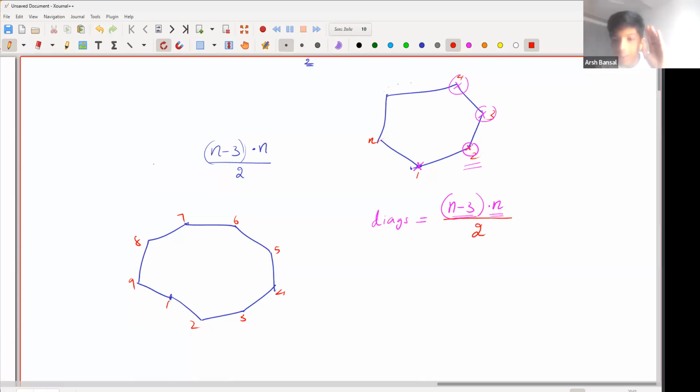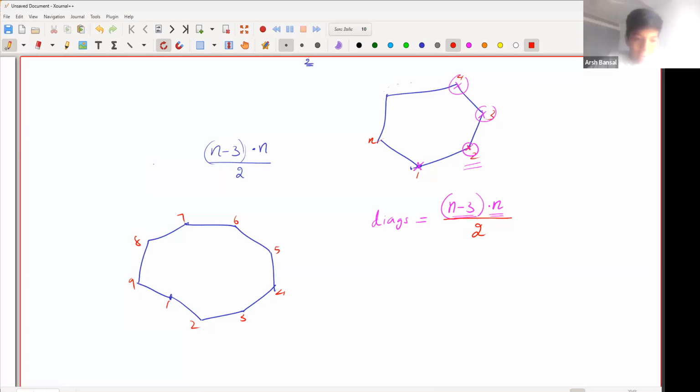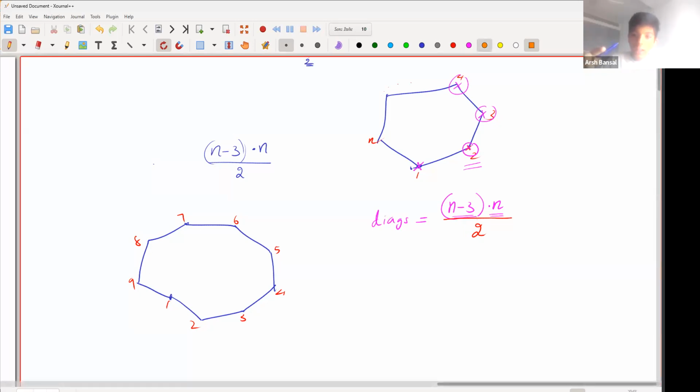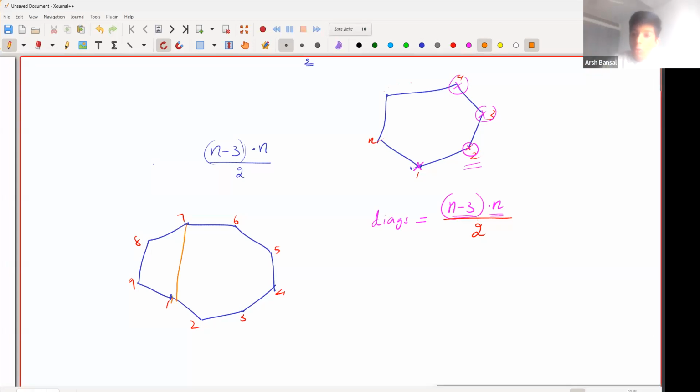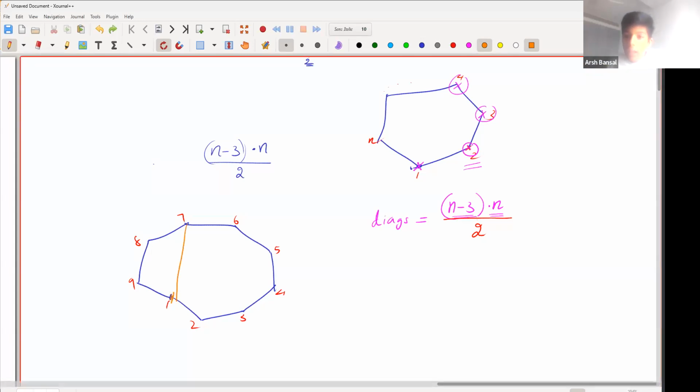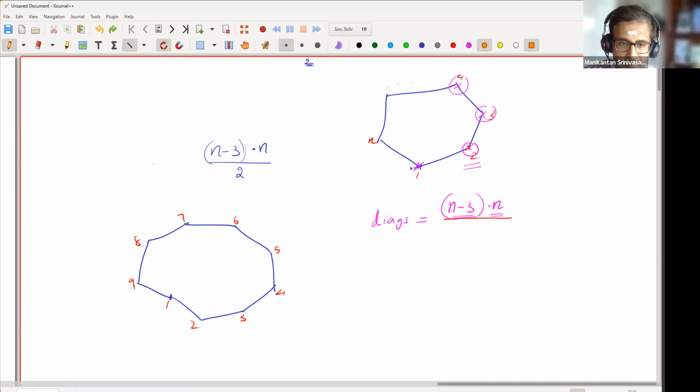Arsh, go ahead and answer. Supposing if we draw from 1 to 7, and then I can assume it from 7 to 1, but then it'll get repeated twice. So that'll happen in each case. Exactly, yes. So we divided by 2.